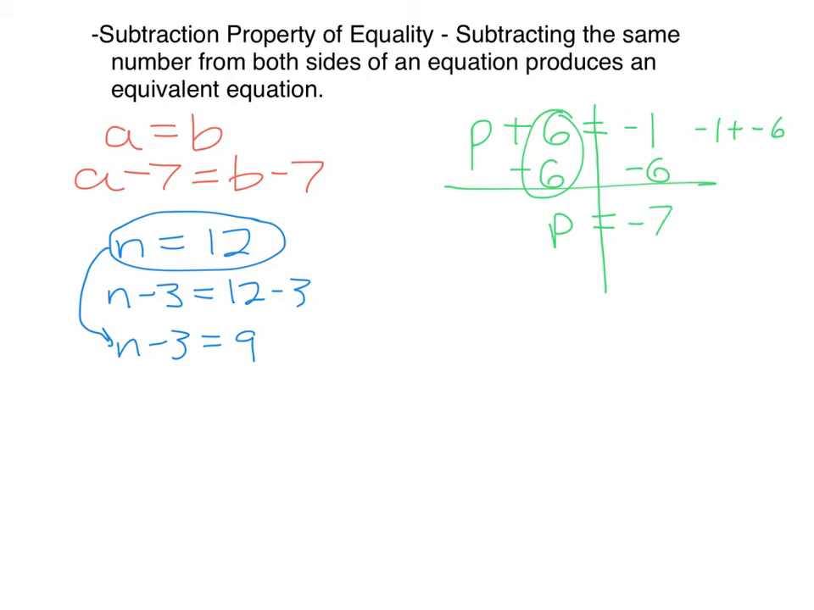Now, I can always check this by substituting negative 7 in for p, plus 6 equals negative 1. Negative 7 plus 6 is negative 1. So negative 7 makes this equation true, which means negative 7 is our solution.